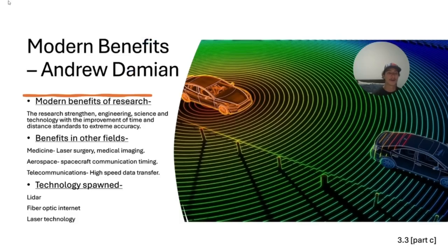Some of the modern benefits of the research strengthened engineering, science, and technology with the improvement of time and distance standards to extreme accuracy. Benefits in other fields include medicine with laser surgery and medical imaging, aerospace with spacecraft communication timing, and communications with high-speed data transfers. Some of the technology spawned is LiDAR, fiber optics, the internet, and laser technology, and the picture shows LiDAR, which is used to this day for cars such as Teslas.